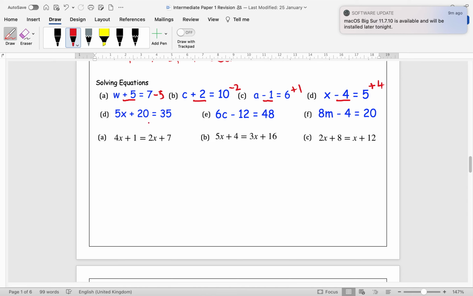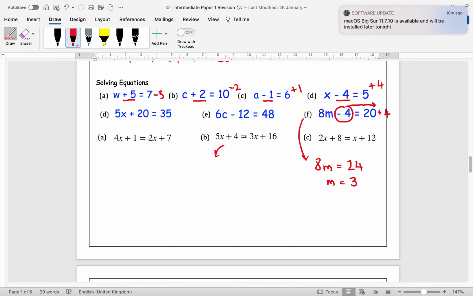Then we've got these two-step ones. Okay, I'll take a look at F here, and you can then try D and E. Okay, if I was doing F, the first thing I would move is the minus 4, and over here I would add 4. That leaves me with 8m equals 24, and then 8 times what is 24? How many 8s go into 24? Or I should say, what is 24 divided by 8? So m needs to be 3.